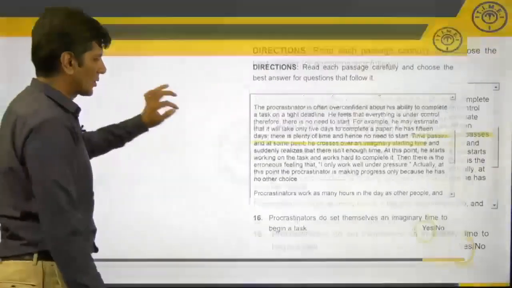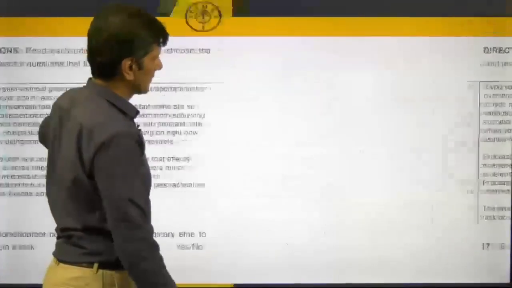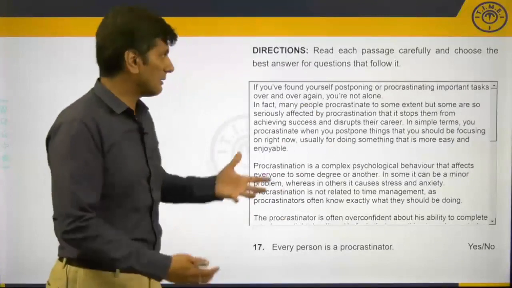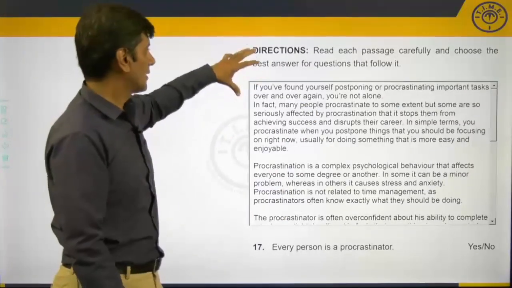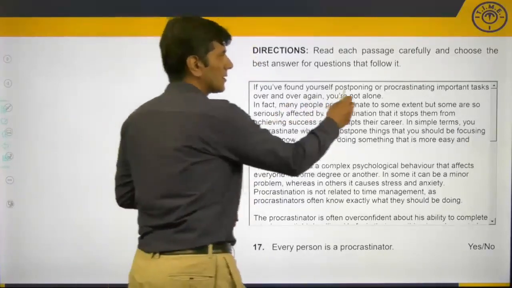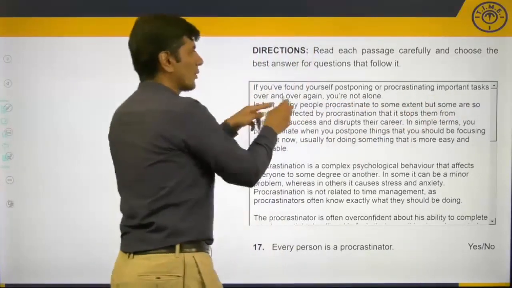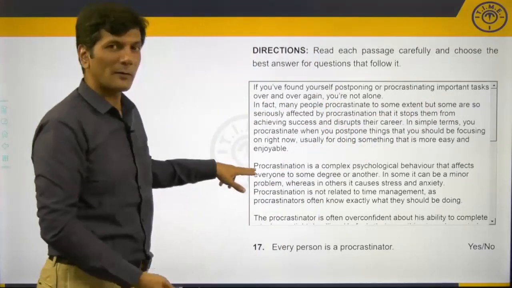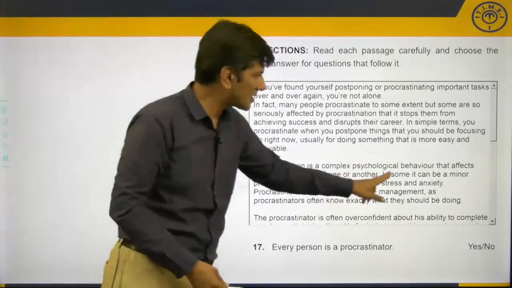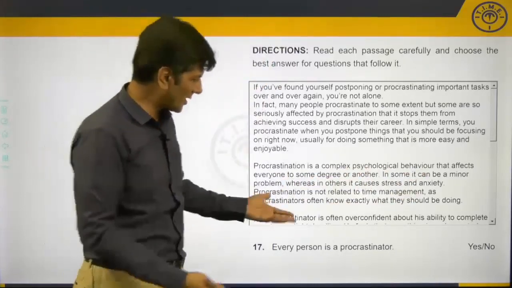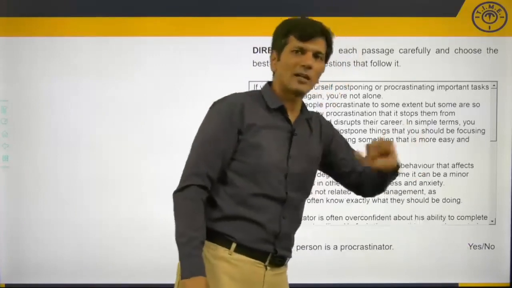Let's take a look at the next question. Every person is a procrastinator. Well, the first part of the paragraph sort of says a couple of things. If you found yourself postponing or procrastinating important tasks over and over again, you're not alone is one clue. And then your second paragraph, the first part, procrastination is a complex psychological behavior that affects everyone to some extent, is your clue to say that every person is a procrastinator. So your answer is a yes.